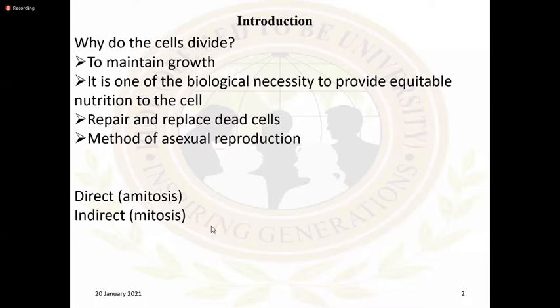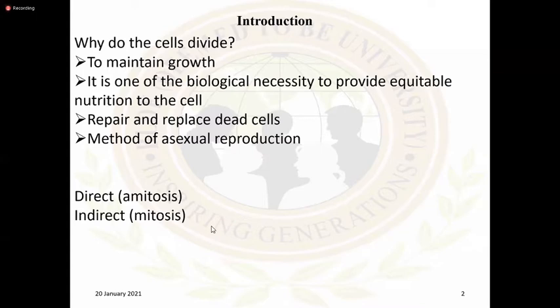So what does it do then? If it divides, then what will happen? It maintains its size, right? So the distance between the cell membrane as well as the nuclear membrane is maintained, and hence the nutrition can be given to both the daughter cells equally, right? So the main purpose of the cells to divide is, one, to maintain the growth of the cells. Then, as I said, it is one of the biological necessities to provide equitable nutrition to the cell. And third is for the repair and replacement of the dead cells.